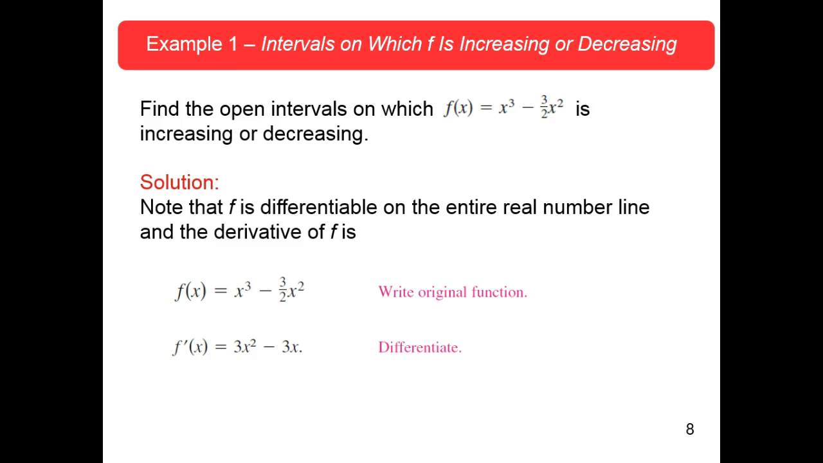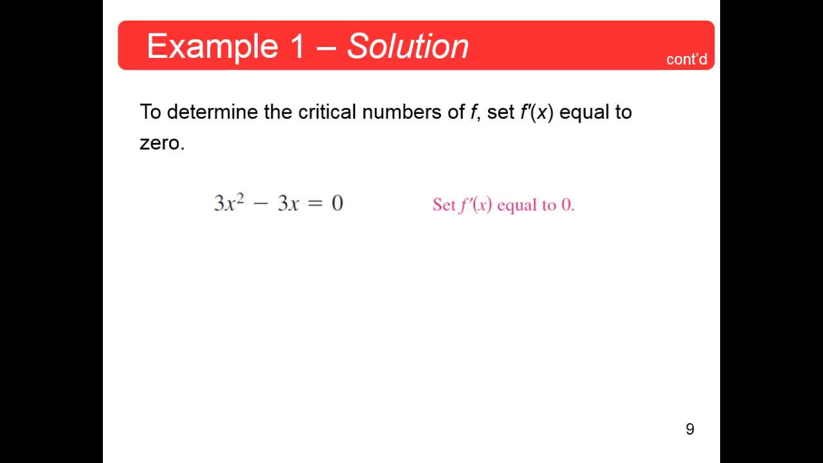Okay, so let's see what they do. They did the same thing. To determine the critical numbers, I like to call them critical values. That's all I've always called them. They call them critical numbers. We set that equal to 0, and we found out they were x equals 0 or x equals 1.